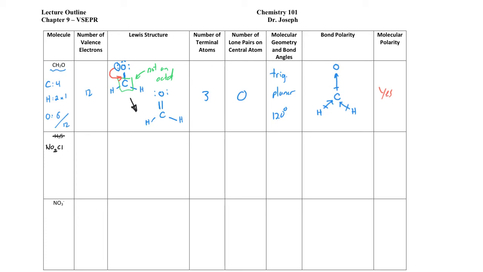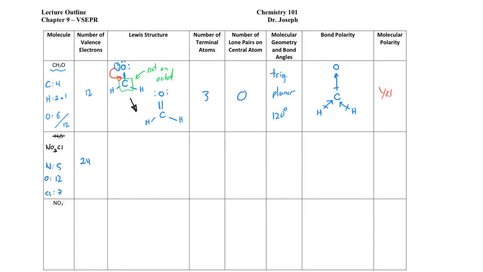So let's first start off by adding up the valence electrons for all of the atoms. We've got nitrogen, that's in group 5, so it has 5 valence electrons. We have oxygen, and that is in group 6, so we have 2 of them. That's going to give us a total of 12 valence electrons. And then we have chlorine. Chlorine is in group 7, so it has 7 valence electrons. So we add all of these up, and we get to 24 total valence electrons.